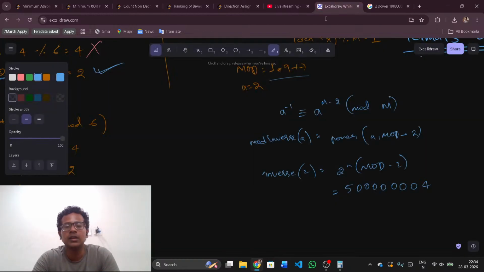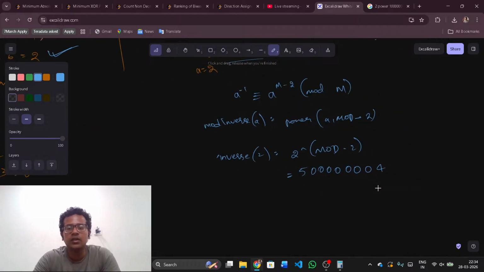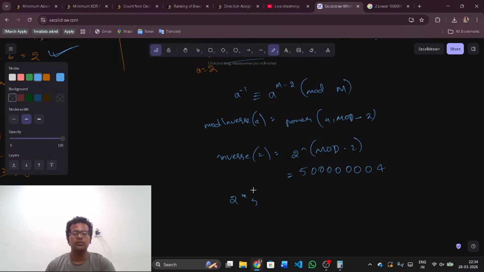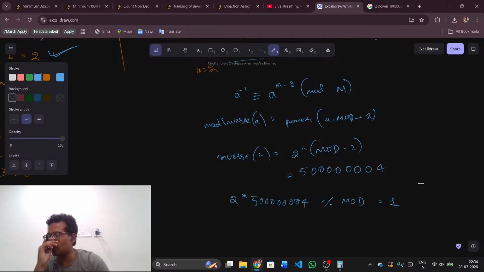okay. But let's go by this. 2 power mod minus 2 is okay. We got it 5 and then 7 times 0 and then 4. Now, if you see 2 into 5, this one. 1, 2, 3, 4, 5, 6, 7, and then 4. Modular mod will be equal to 1. That's what I want to tell you.